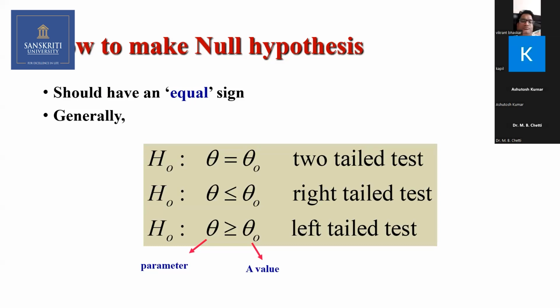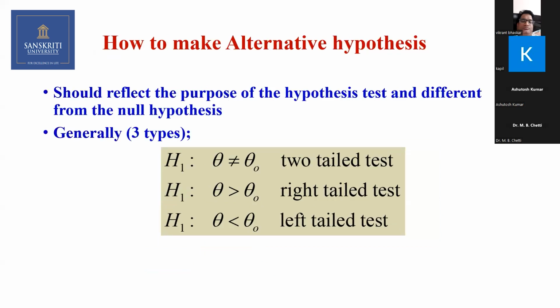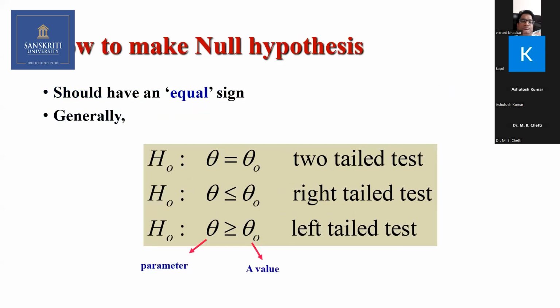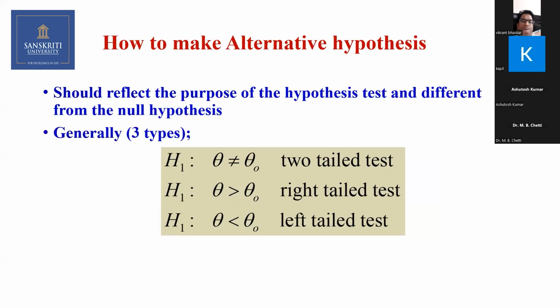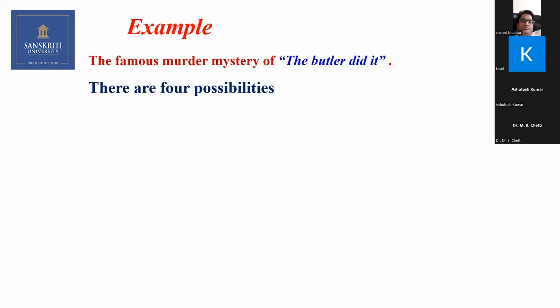Then it is two-tailed. If I say theta is less than or equal to theta naught, the alternative will be on the right side. If I say theta is greater than or equal to theta 0, that means the alternative is on the left side. So these are generally the three types of alternative. H0 stands for, see the previous slide, the null hypothesis, whereas H1 stands for the alternative hypothesis.